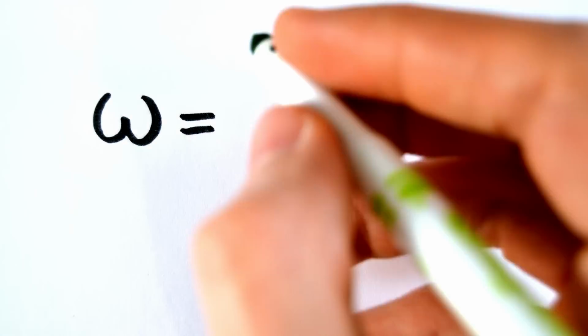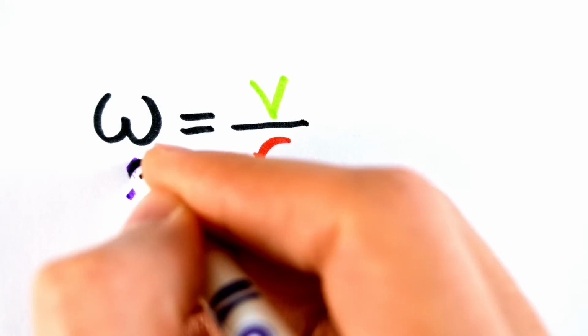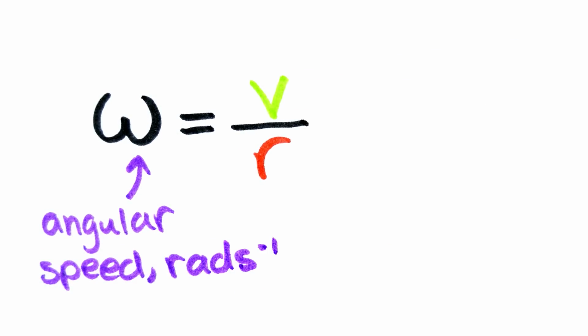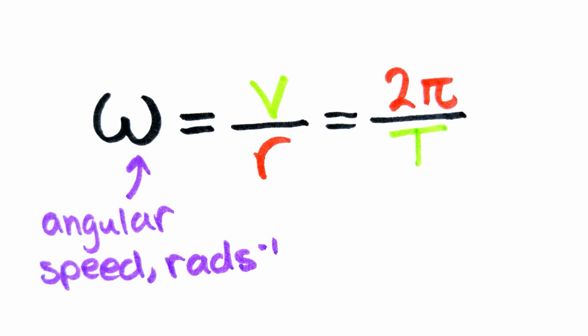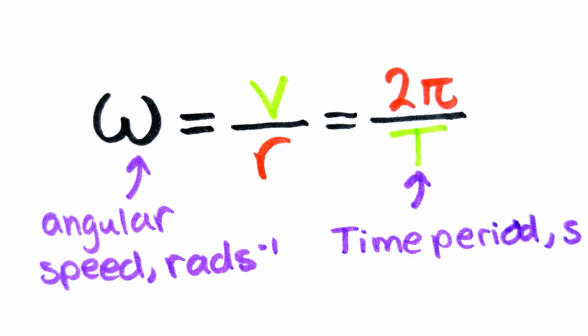Another relationship in circular motion is omega equals v over r, where omega is the angular speed, which is a measure of how many radians are being turned through per second, and is measured in radians per second. Another formula for omega is 2 pi over T, where T is the time period for one complete rotation measured in seconds.